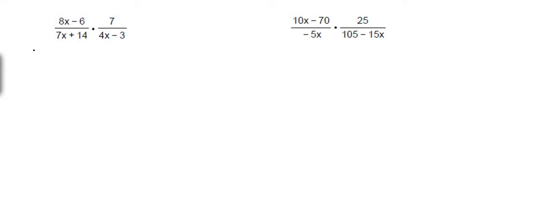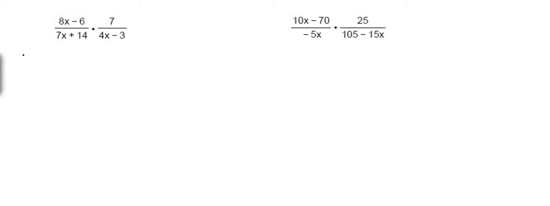Today I'm gonna talk about the multiplication of two rational expressions with polynomials. Now let's take a look at the first example. We have two rational expressions. The first one is 8x minus 6 divided by 7x plus 14. And the second rational expression is 7 over 4x minus 3.